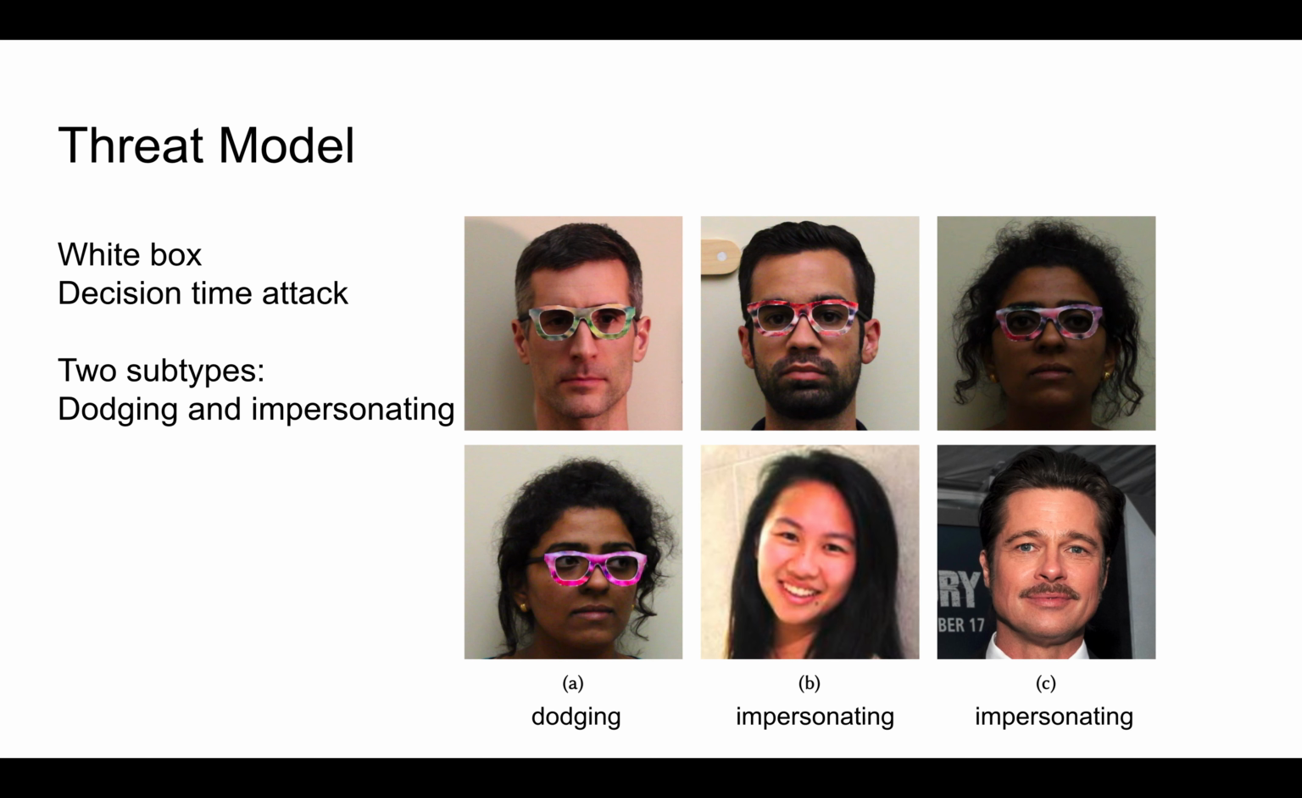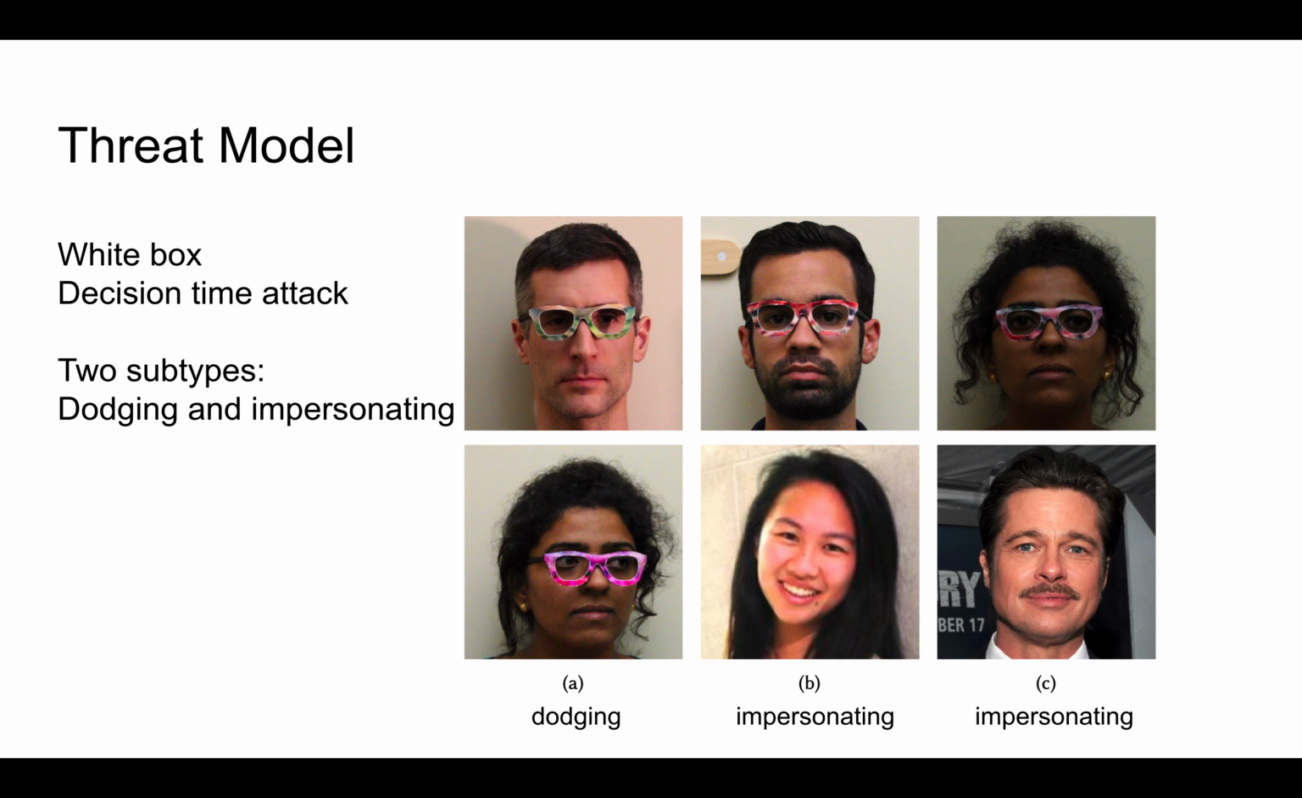The threat model of this research is a white box attack, which means the attacker has the model, the feature space, and all the weights. This is also a decision time attack, which means the attacker can't poison the data and has to work at decision time. There are two subtypes of this attack. One is called dodging, and the other is called impersonating.